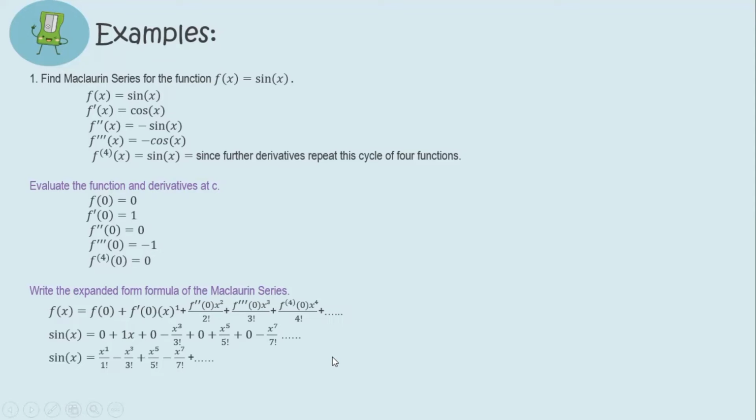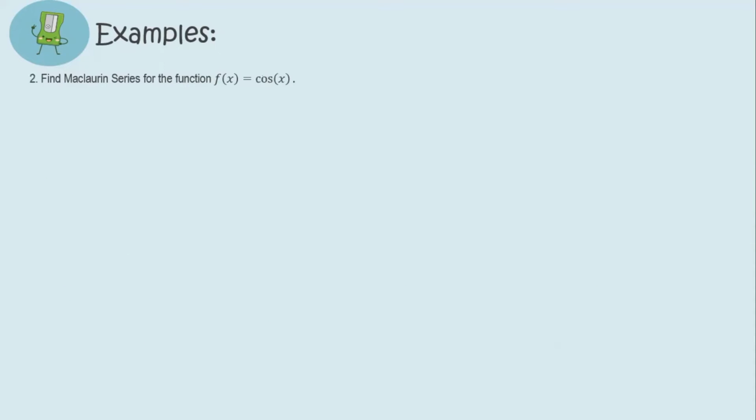Next, sine x is equal to x to the power of 1 over 1 factorial minus x cubed over 3 factorial plus x to the power of 5 over 5 factorial minus x to the power of 7 over 7 factorial plus so on. And then write the series using summation notation, which is sine x is equal to the summation from n = 0 to infinity of the quantity negative 1 to the power of n times x to the power of 2n plus 1 over the quantity 2n plus 1 factorial.